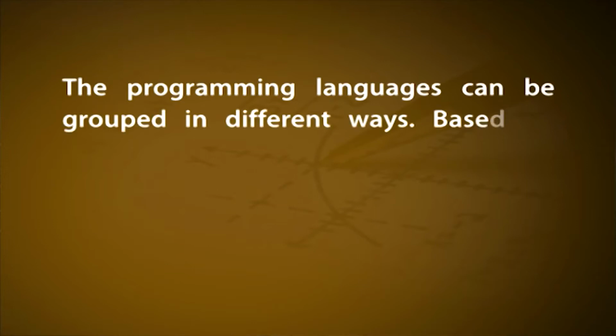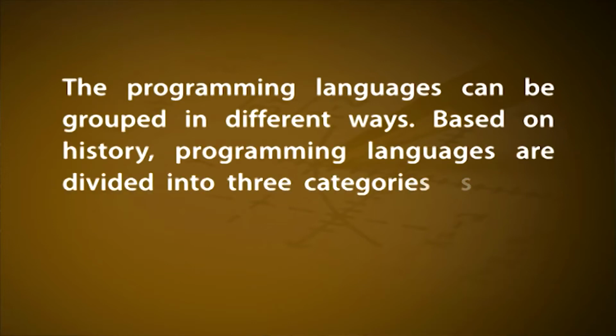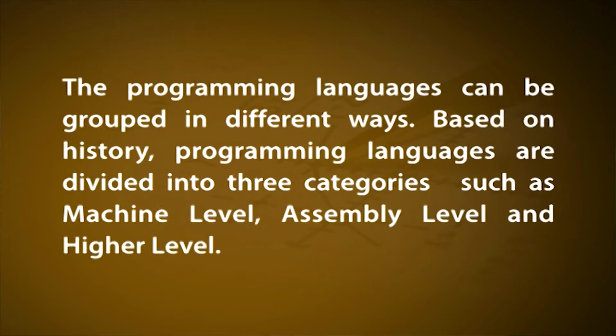To use any of the programming languages, the programmer has to follow some rules like providing information in certain order and structure, using special symbols, using punctuation, etc. These rules are called the syntax of the programming language. The syntax of one language is different from the other. The programming languages can be grouped in different ways. Based on history, programming languages are divided into three categories: machine level, assembly level, and higher level.